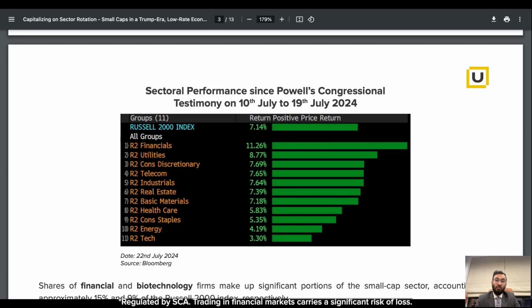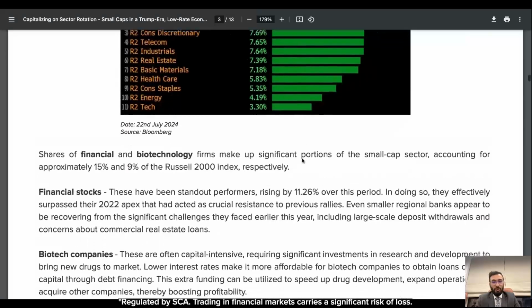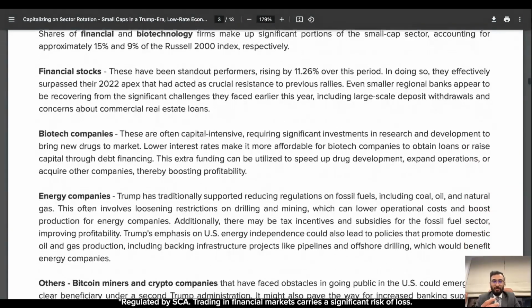That is the reason why, between 10th and 19th July, we saw a 7 to 8% increase in the small cap index. The major sectors which moved were financials, followed by utilities, consumer discretionary, telecom and others. But small cap is particularly made of financials and biotechnology. And as we know, biotech stocks are more capital intensive, so they require extra funding. They need to take more loans to speed up drug development or expand their operations and whatnot.